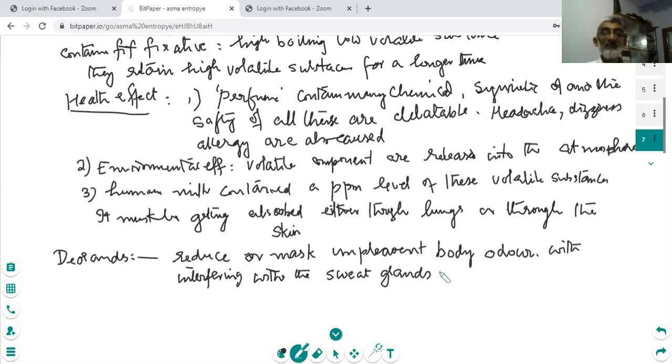Okay, you are not preventing the sweat being produced, because that is a very important thing. Sweat has to get produced. These compounds are not interfering with the sweat glands' performance, and deodorants have no medical effect on the human body.